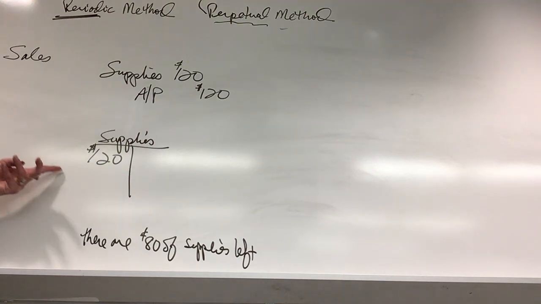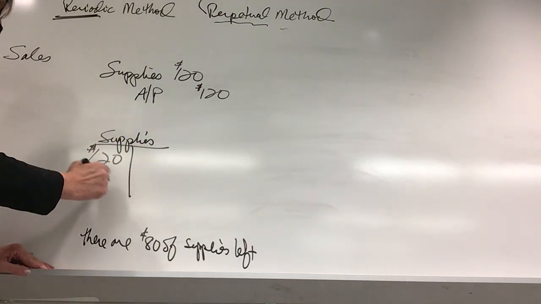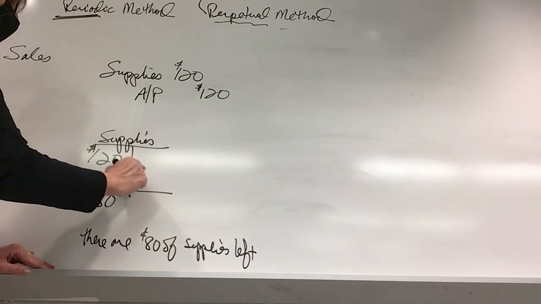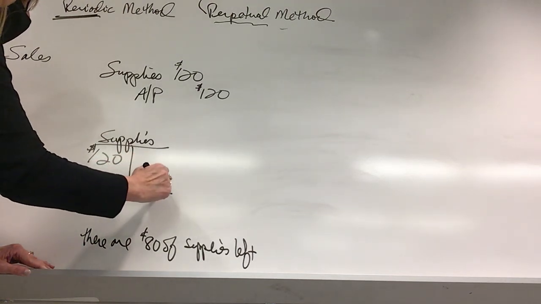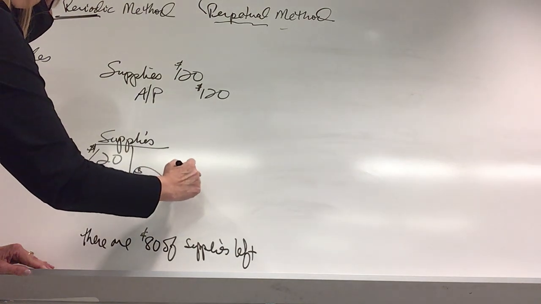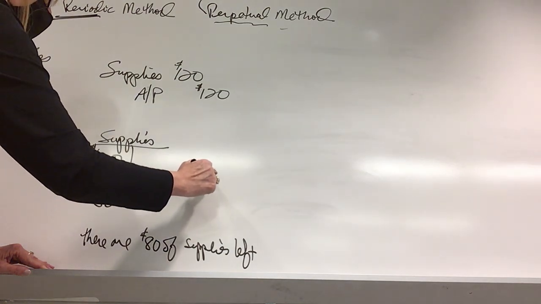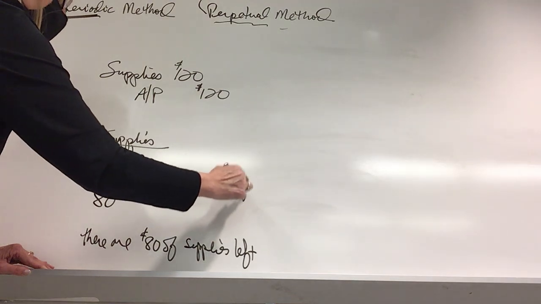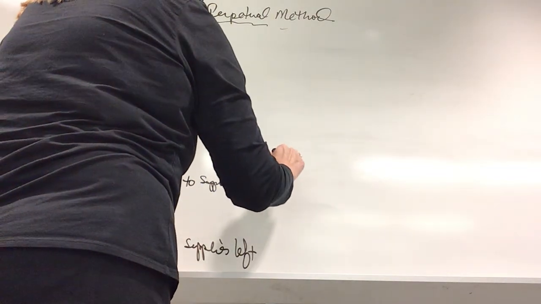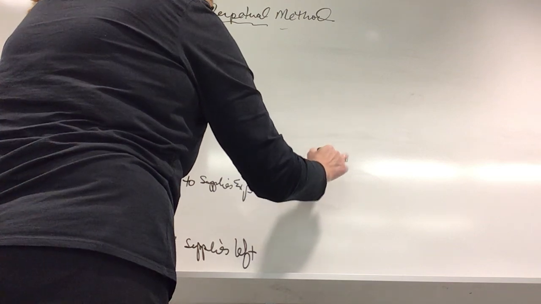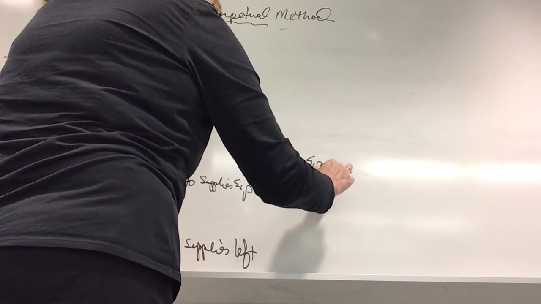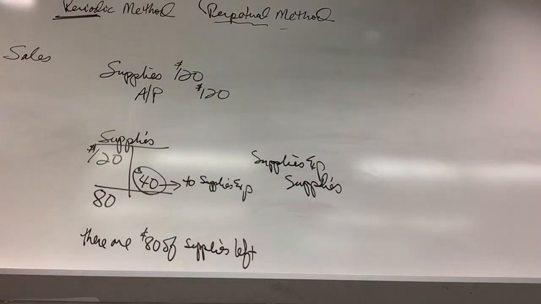So how many of these supplies do we want to expense? We have 80 left. We're going to subtract, right? So we have 80 left, so that means we need to expense this amount. So we're going to move $40 to supplies expense, the amount we've used, right? So supplies expense, and supplies would be our adjusting entry. So this is just a review of what we already know how to do, right? This is a periodic method. So that's what I mean by you already know how to do a periodic method.